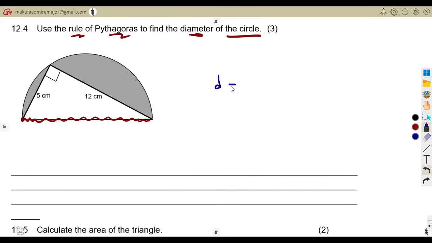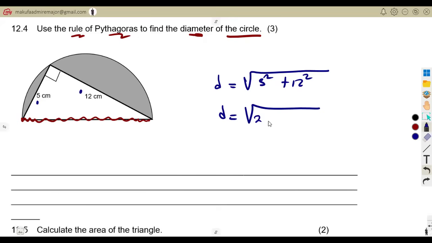So from our Pythagoras, the diameter is equal to what? The hypotenuse is equal to the square root of the other sides squared: 5 squared plus 12 squared. So that's our D, which is the square root of 25 plus 144, which is 169. The square root of 169 is 13. The 13 centimeters is our diameter, not the radius.